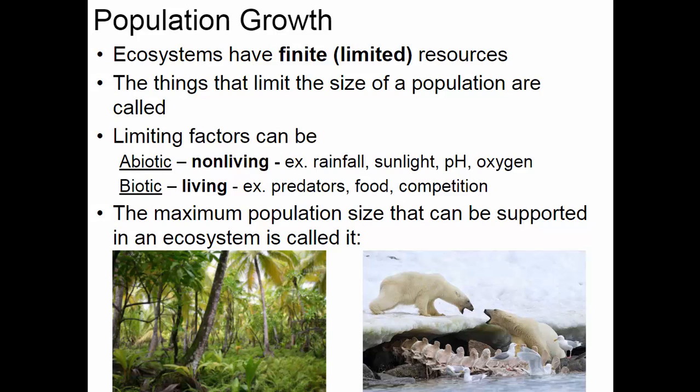So one important topic that ecologists study is called population dynamics. A population of organisms is often limited. In a given ecosystem, there's a limit to the number of individuals that can survive in that ecosystem. And those factors that control the size of the population, we call them limiting factors. They limit the size of the population.